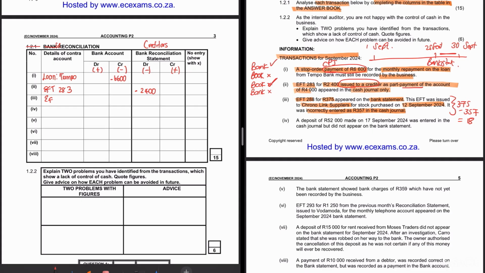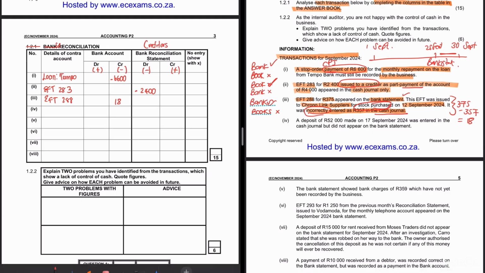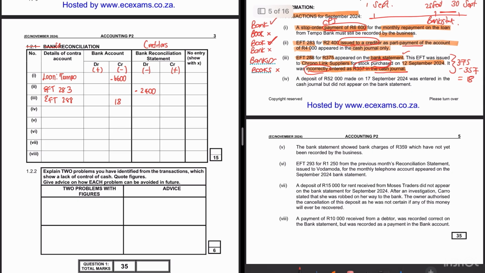So EFT 288 appeared on the bank statement as that amount, but it was incorrectly entered in the cash journal. So our bank is correct and our books are incorrect. Is this a payment or a receipt? Stock purchase, money going out. So decreasing our bank, decreasing our bank by 18. Perfect.